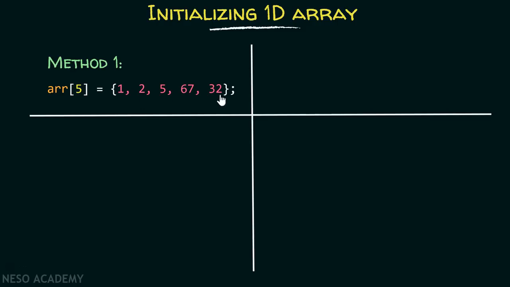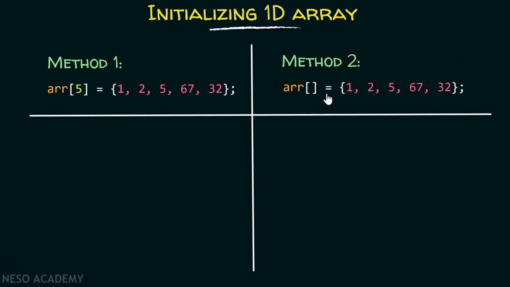Therefore, it can accept maximum 5 elements, and here are those 5 elements. These elements are comma separated, and you have to enter these elements inside these flower brackets. Obviously, this element will go in index 0. This element will go in index 1. This element will go in index 2 and so on. Now let me give you method number 2.